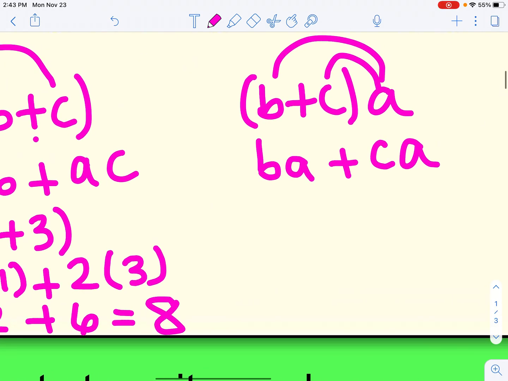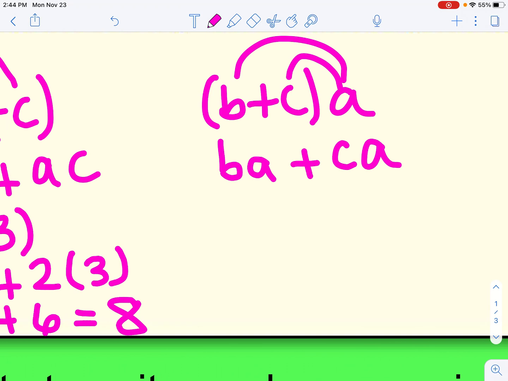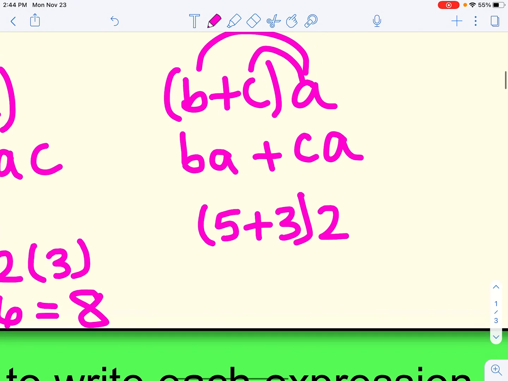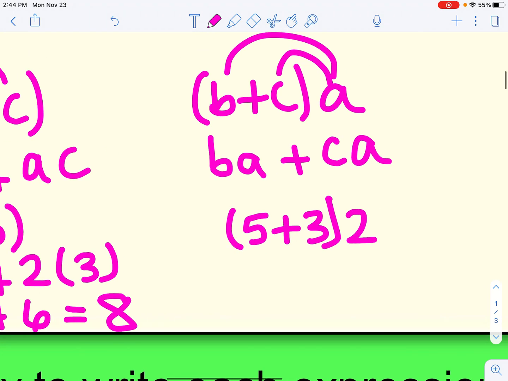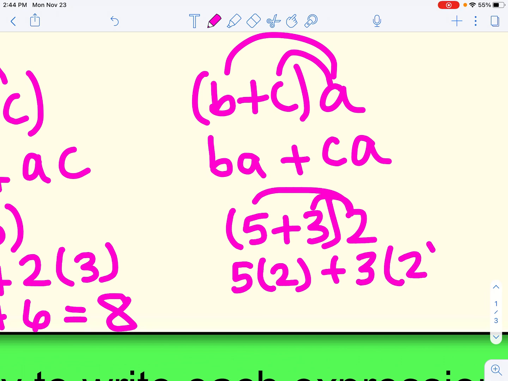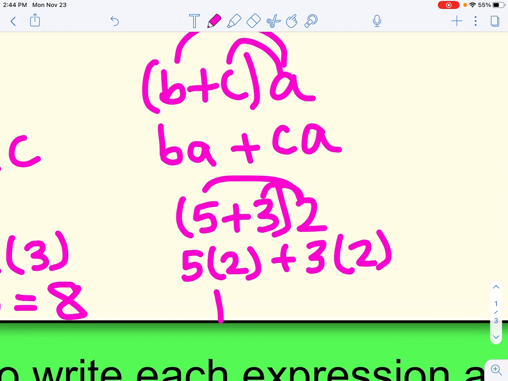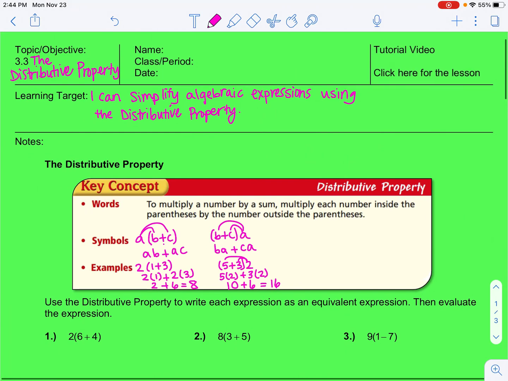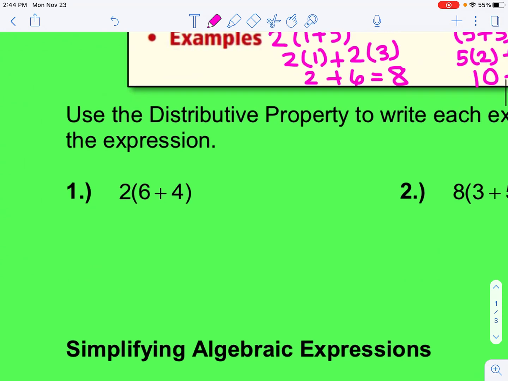Now let's do an example of this problem. Let's say I have 5 plus 3 in parentheses with a 2 on the outside. I'm going to distribute that 2 to both the 3 and the 5. So we're going to take 5 times 2 plus 3 times 2. 5 times 2 is 10, plus 3 times 2 is 6. 10 plus 6 gives us 16. So that's what the distributive property is. Let's look at a few more examples.